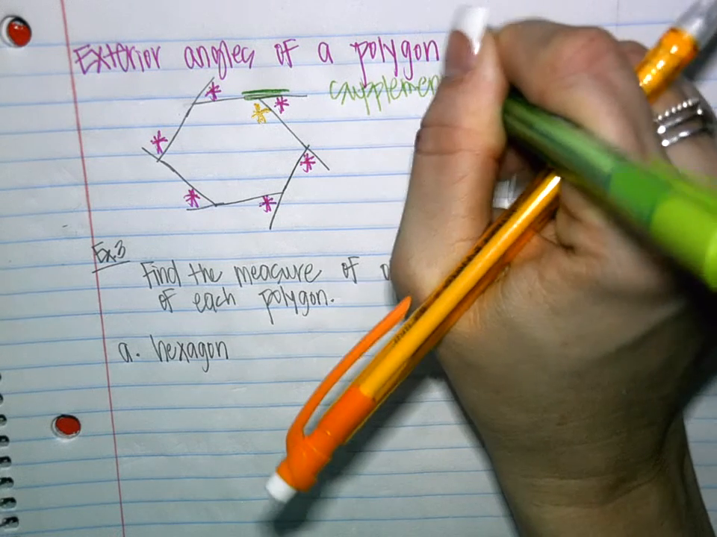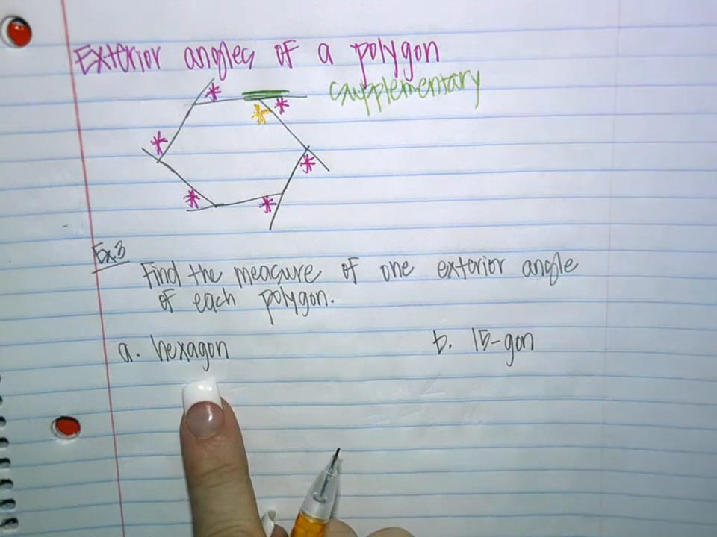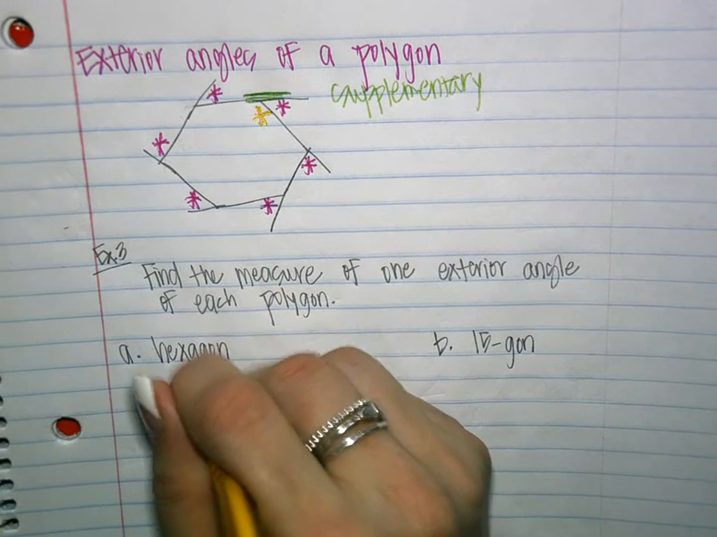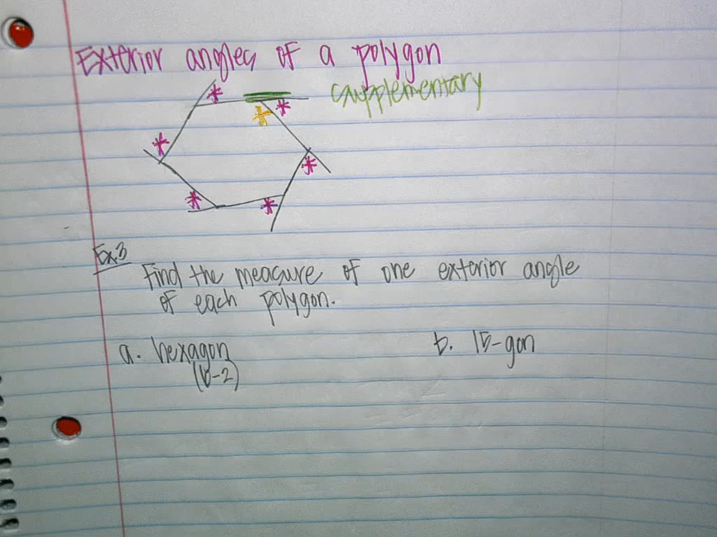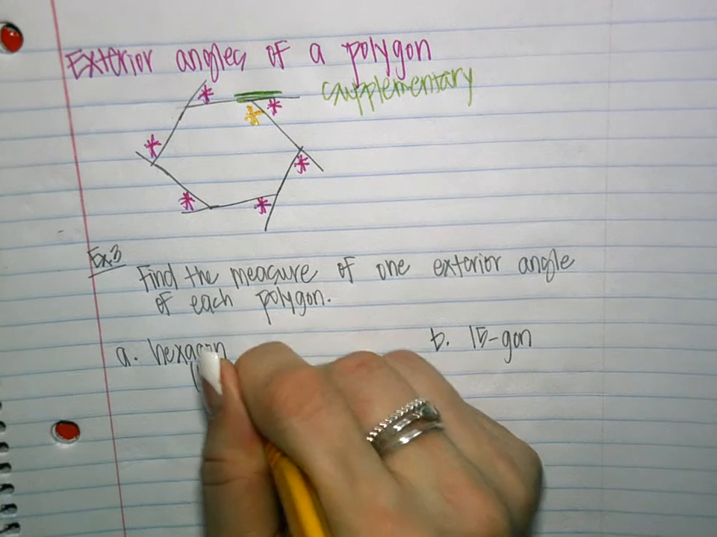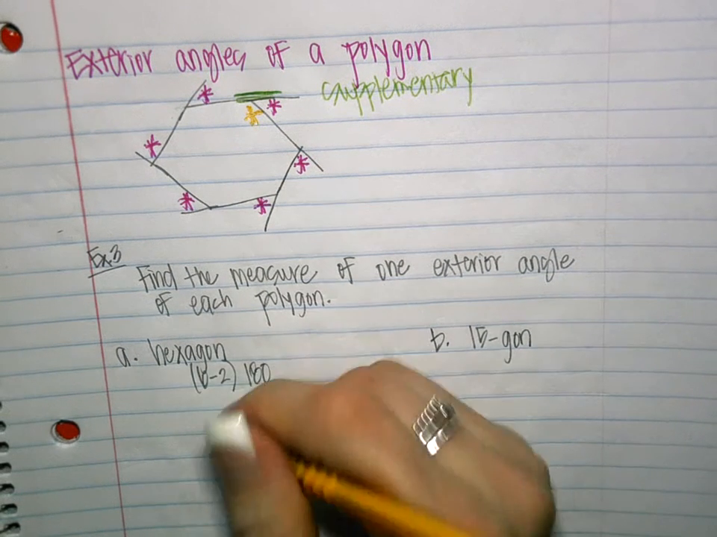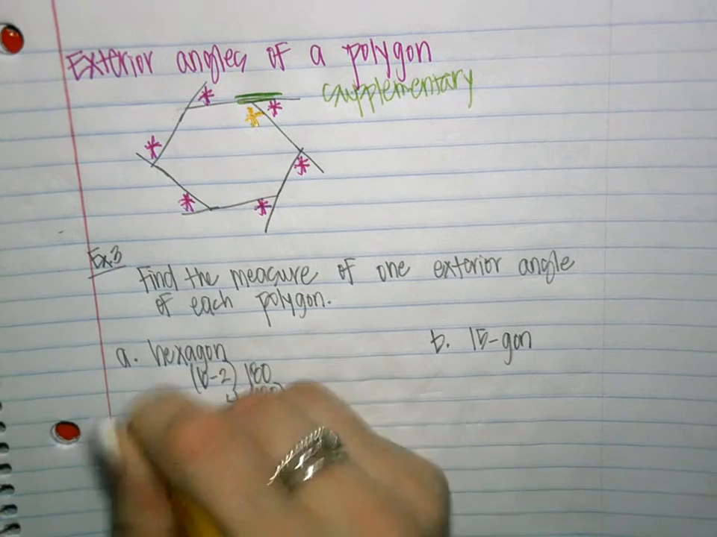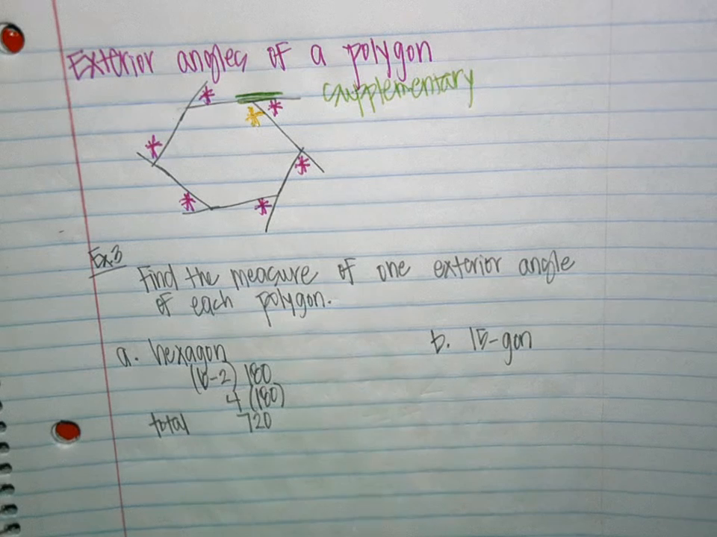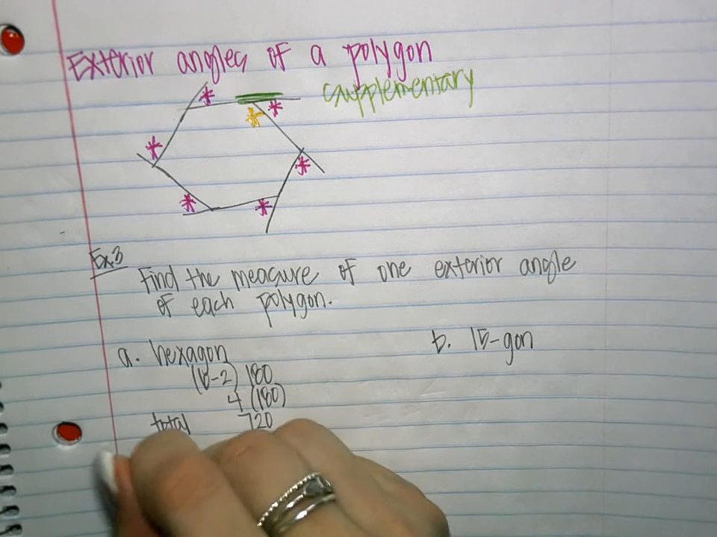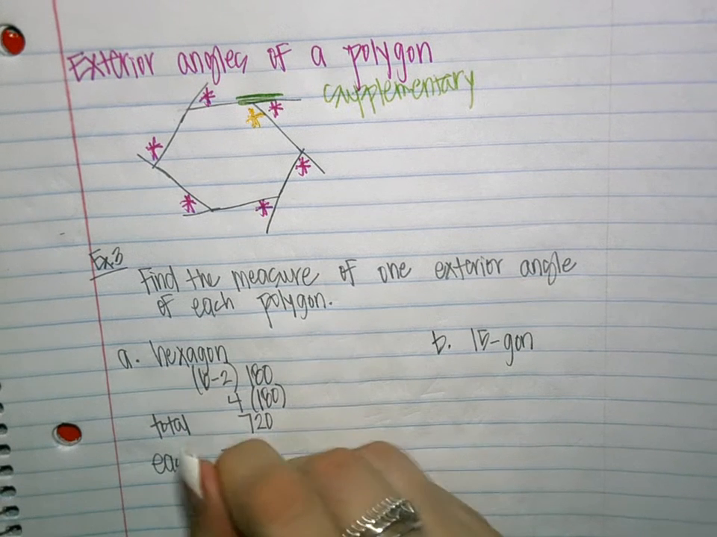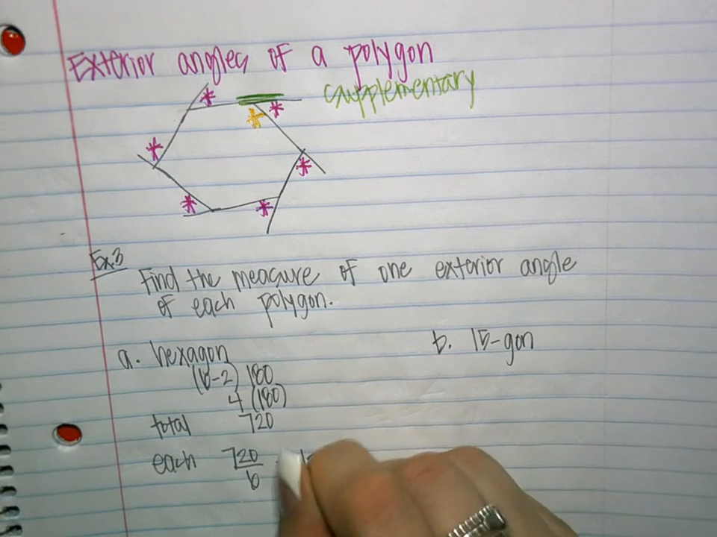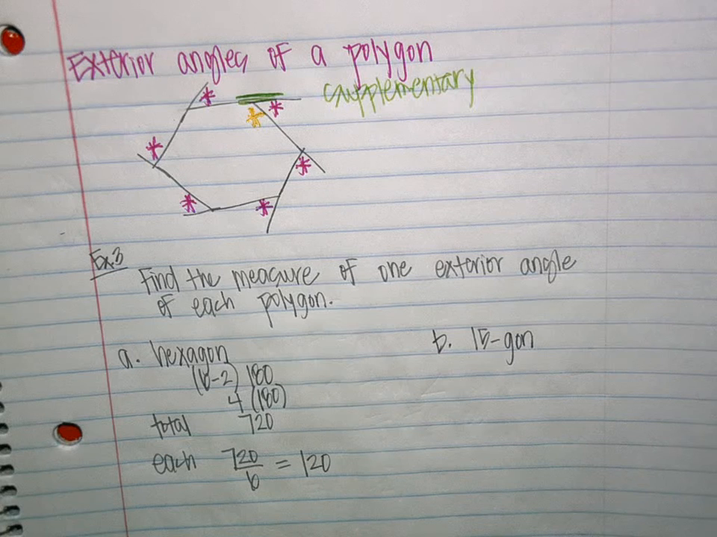So, first thing we're going to do for the hexagon is find the total. The total of all of them: take the number of sides, subtract 2, and multiply by 180. So, 6 minus 2 times 180, that's really 4 times 180, which is 720. That's the total for all of them. Each one would have how many? 720 divided by 6, so each one is 120. Then you want to find its supplement.